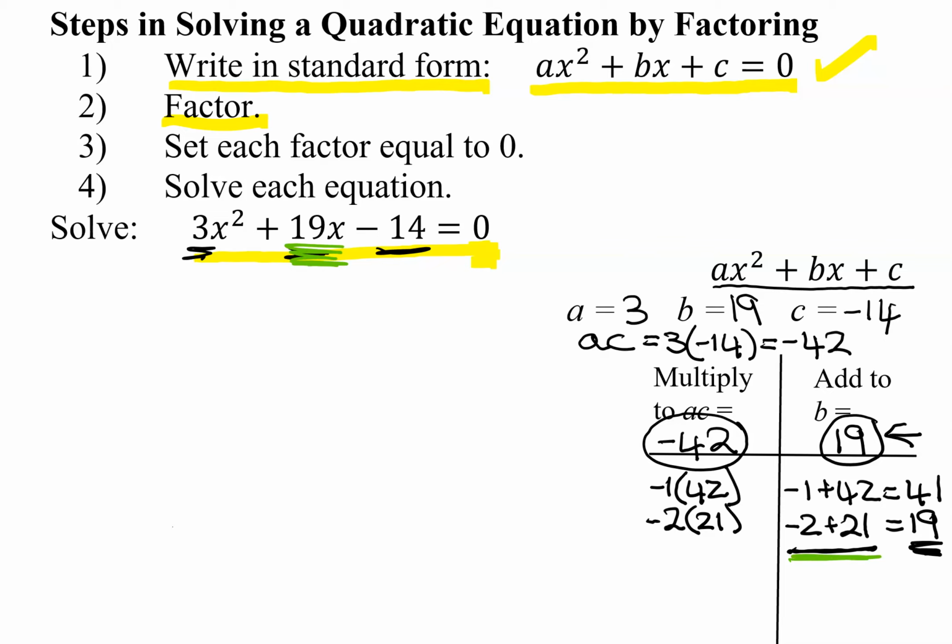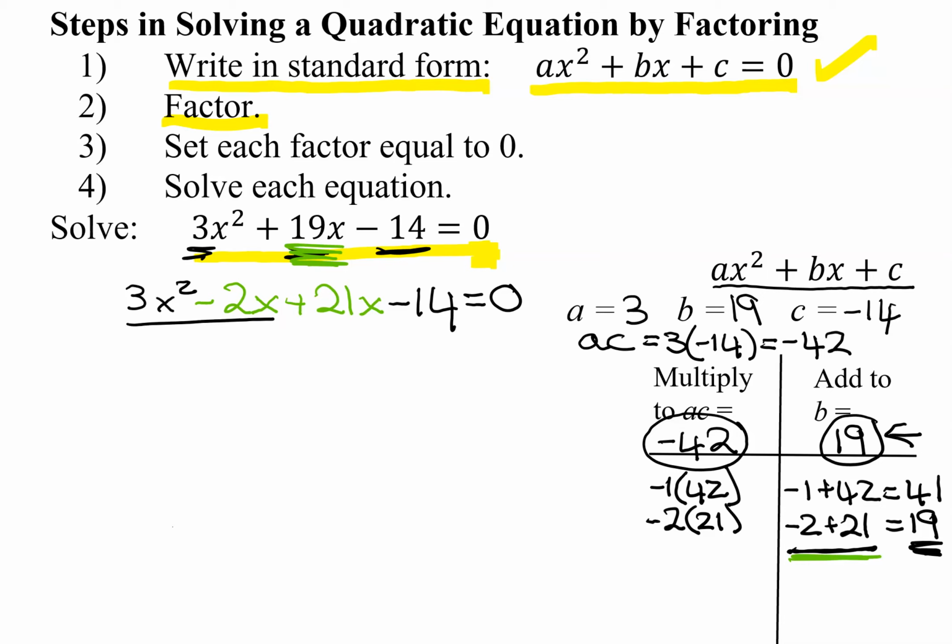I'm going to use these two numbers to rewrite my positive 19x. So my equation now becomes 3x squared, and instead of my plus 19x, I'm going to write minus 2x plus 21x, and then finally my minus 14 equals 0. The reason I did this is so now I have 4 terms and I can factor by grouping.